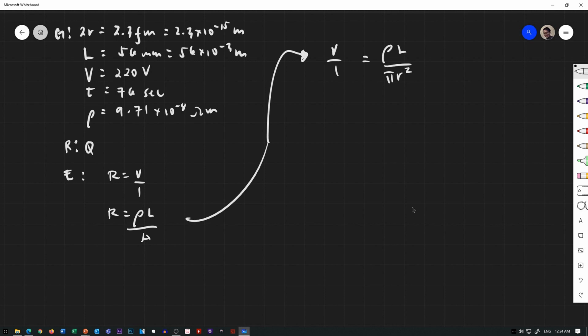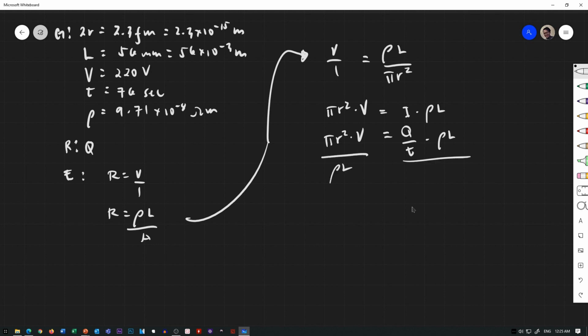Anyway, let's continue deriving. So we want I to remain on one side before dividing it with T. Okay, so we can proceed with Q over T. So this will become pi r squared times V equal to I times rho L. Okay, then we can now convert I to Q over T. So that will be Q over T. So it will make us see which of the variables should be transferred on the other side. Okay, so we can divide this by rho L.